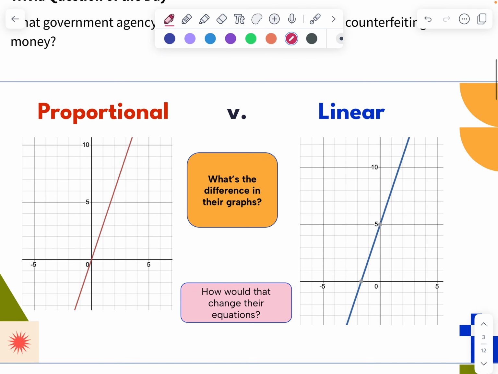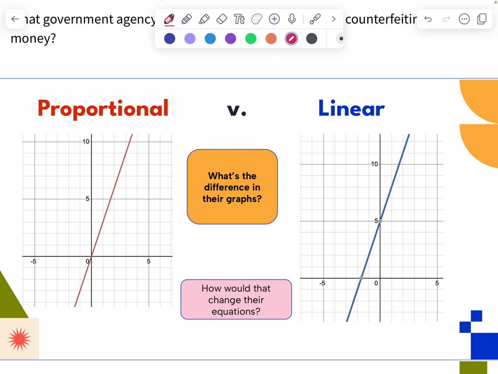Here's a quick quiz for you. Not really a quiz, but a quiz for you. One of these is proportional, one of these is linear. See if you know why. What's the difference in their graph? How can I tell by looking at a graph that something's proportional or linear?